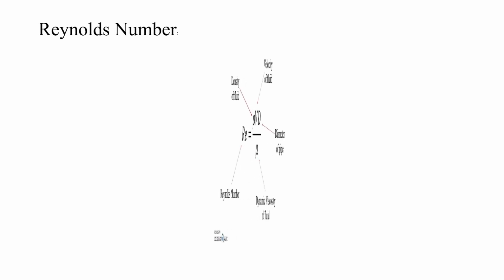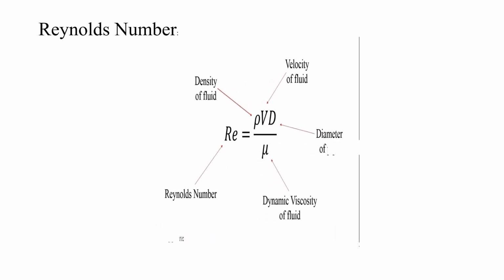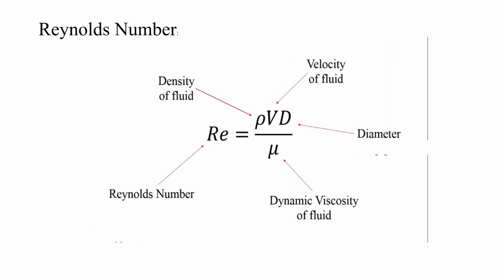Now, let's introduce the Reynolds number, which is denoted as Re. This dimensionless quantity is central to fluid mechanics because it tells us whether inertia or viscosity dominates in a given flow scenario around a sphere.